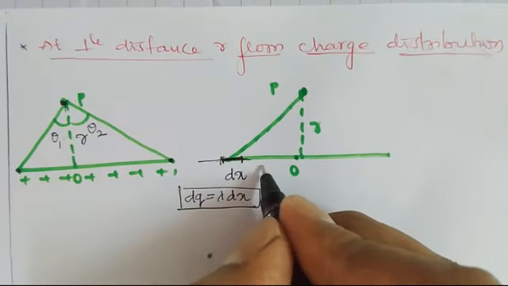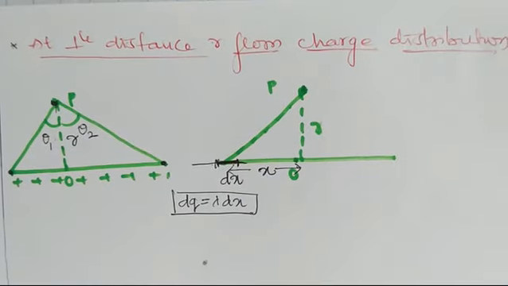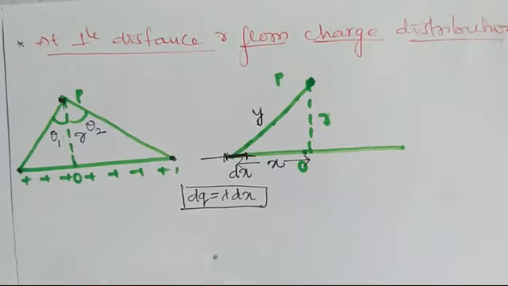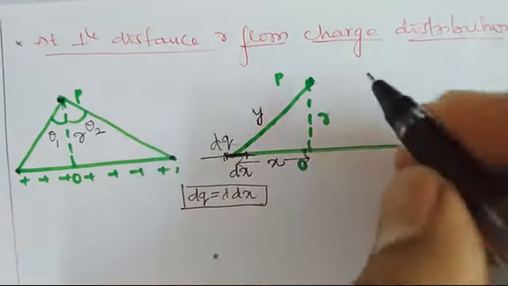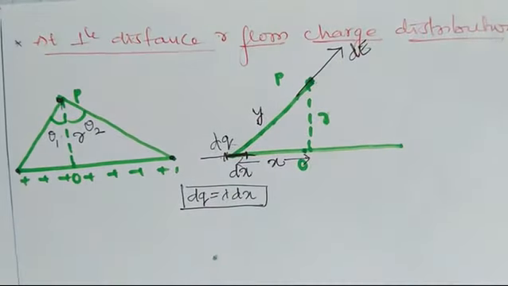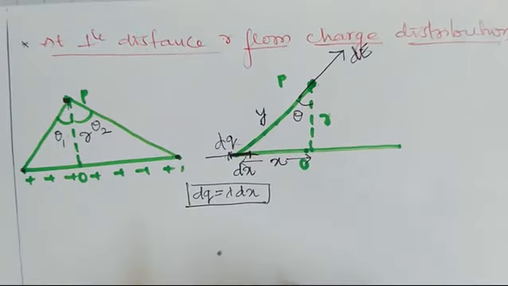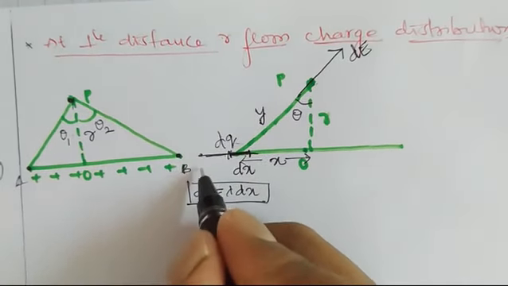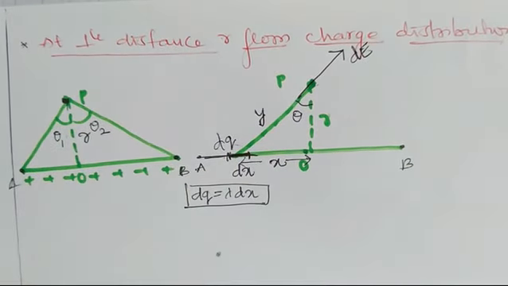right? So now let us consider this as x distance, from here to here. Let us consider this as y. The electric field due to this dq at point P will be in the direction of this one, dE, right? Now let us consider this angle as theta. This is point A, this is point B, and somewhere in between I have taken dx.